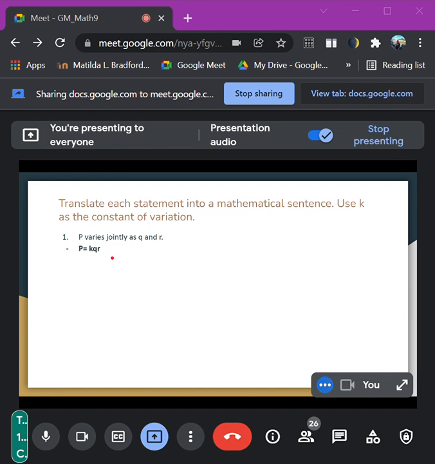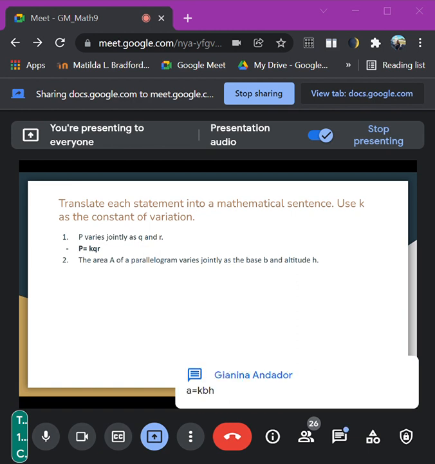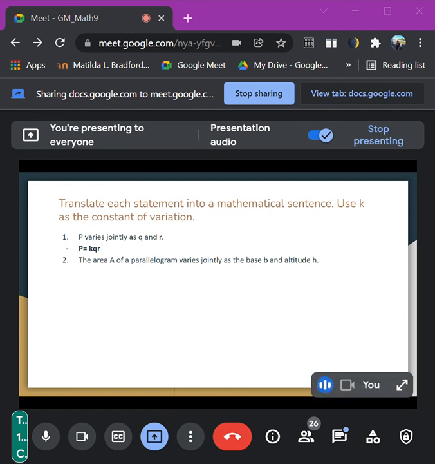Okay? Now, let's practice more. We have here the area of a parallelogram varies jointly as the base B and altitude H. Okay. A is equals to K times B times H. Very good, Janina. That is A is equals to K times B times H.